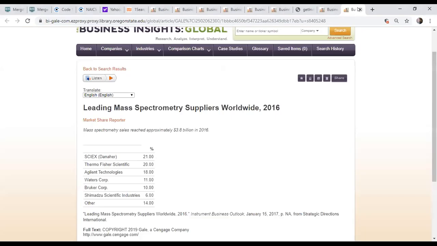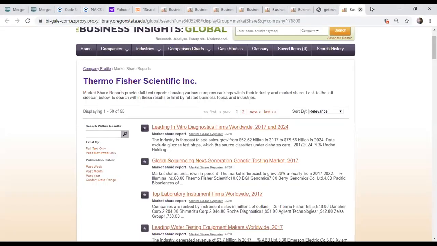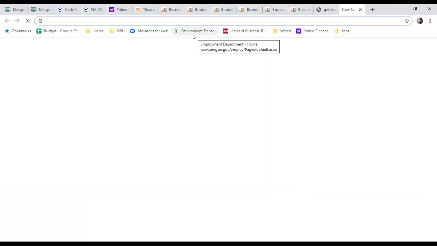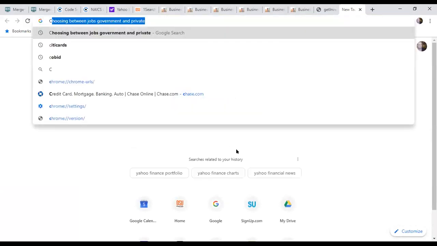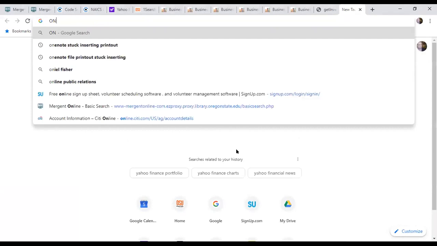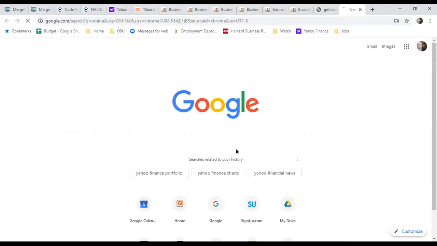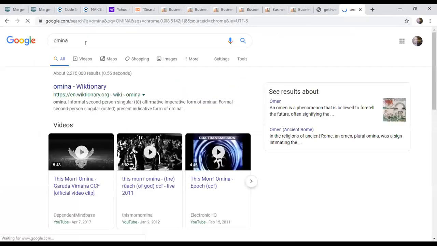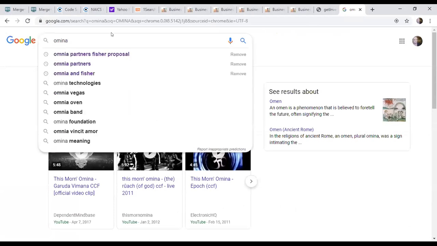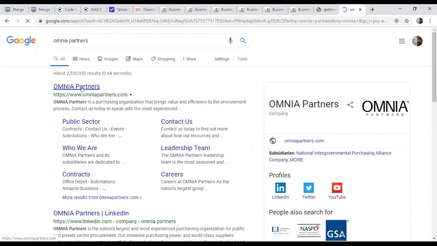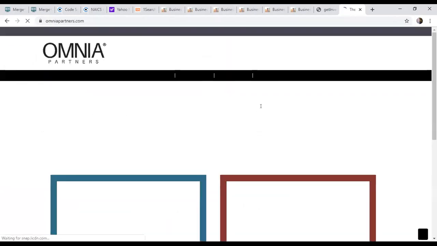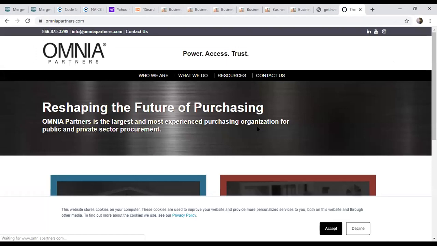And there isn't really any secret sauce on doing this analysis. The magic is that I just kind of Googled them. So, you know, I happen to know one of the big cooperative contracts is Omnia. There we go. And so I'll just go in there, look for their lab equipment portfolio.